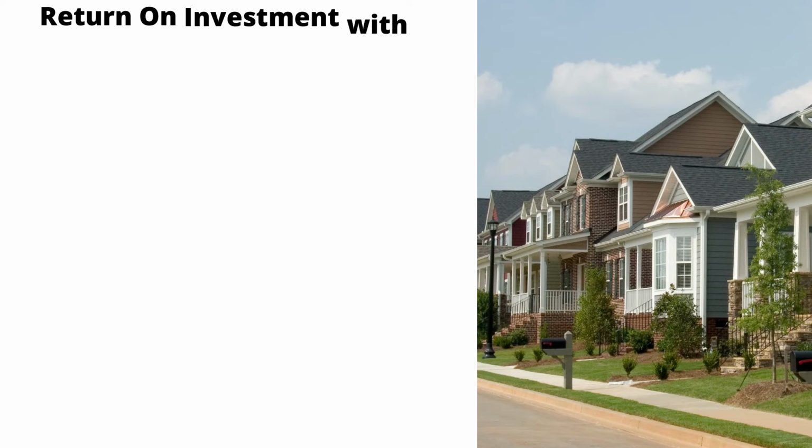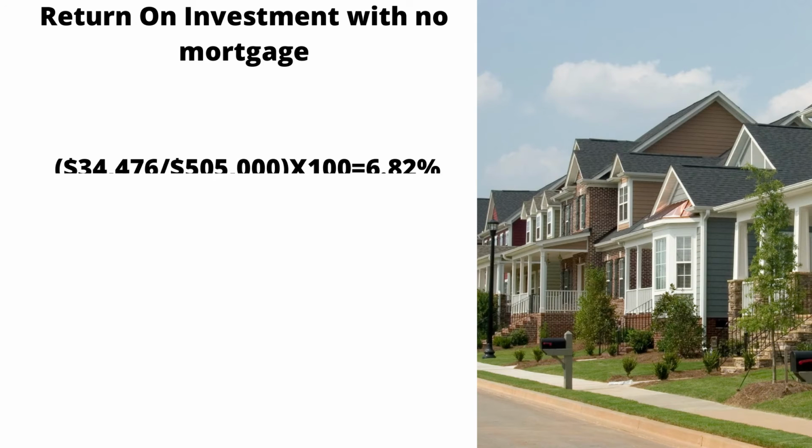So what happens when you don't have a mortgage and you buy the property all cash? You'll be all in at $505,000. It's $500,000 of purchase and $5,000 worth of closing costs. And now, since you don't have a mortgage, you're saving this $1,796. So when you do the $34,476 divided by the $505,000 that you have all in the property, then you times that by 100, that gives you 6.83%, which is not terrible.